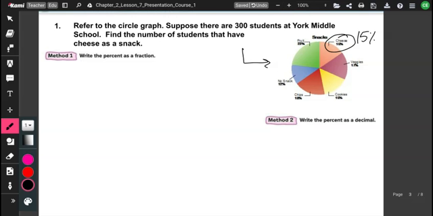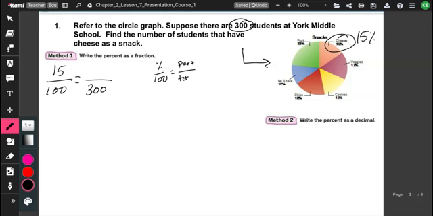There are two ways that you can do this. The first way is to write the percent as a fraction. So we are going to do 15, because it's percent over 100, and then we set that equal to 300 because it says 300 students. The reason why I'm doing this is it's percent over 100 equals part over total.